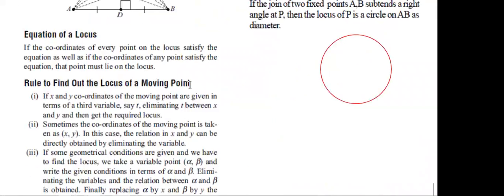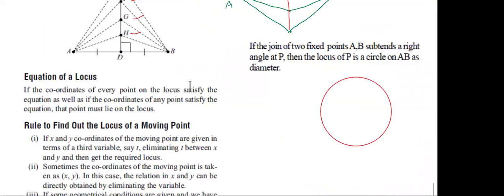Now here, one more example. If the join of two fixed points A, B subtends a right angle at P, then the locus of P is a circle on AB as diameter. Suppose take one diameter here. This is the diameter AB. This is the center. Suppose this is A, this is B.